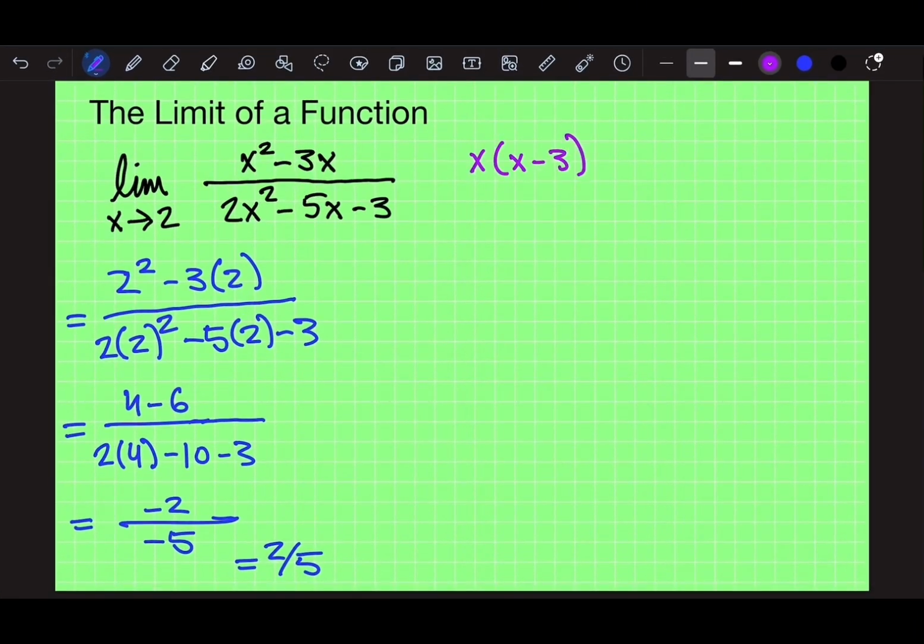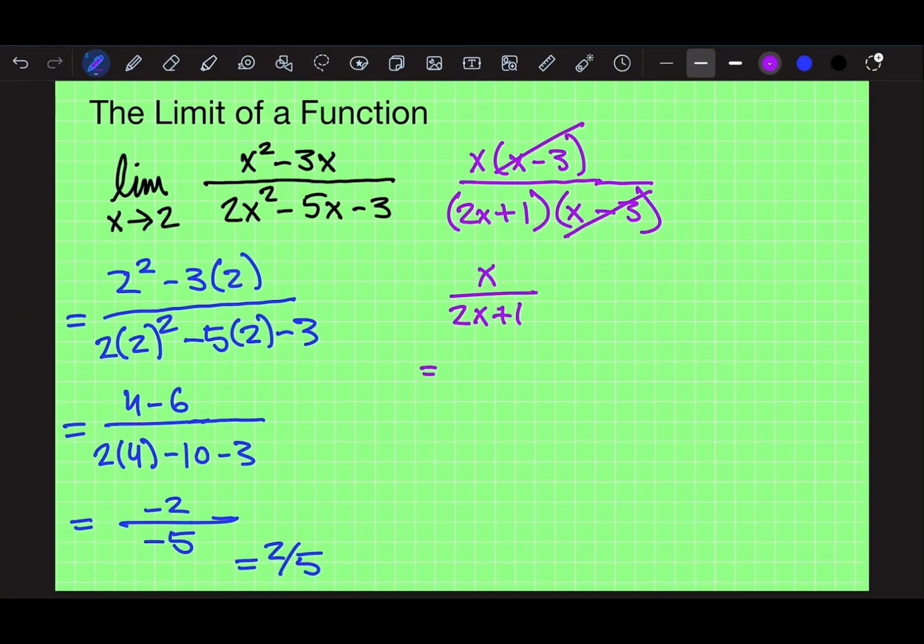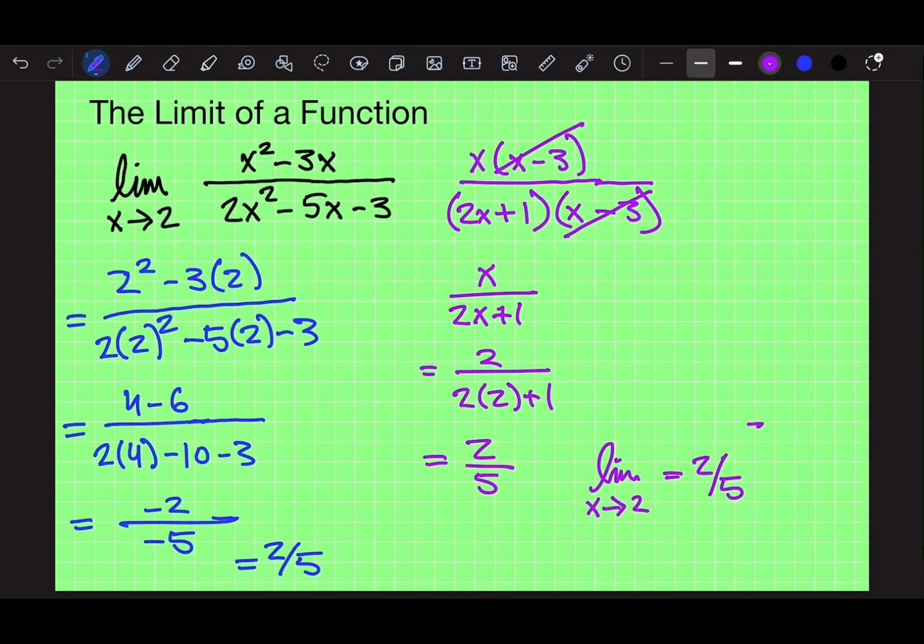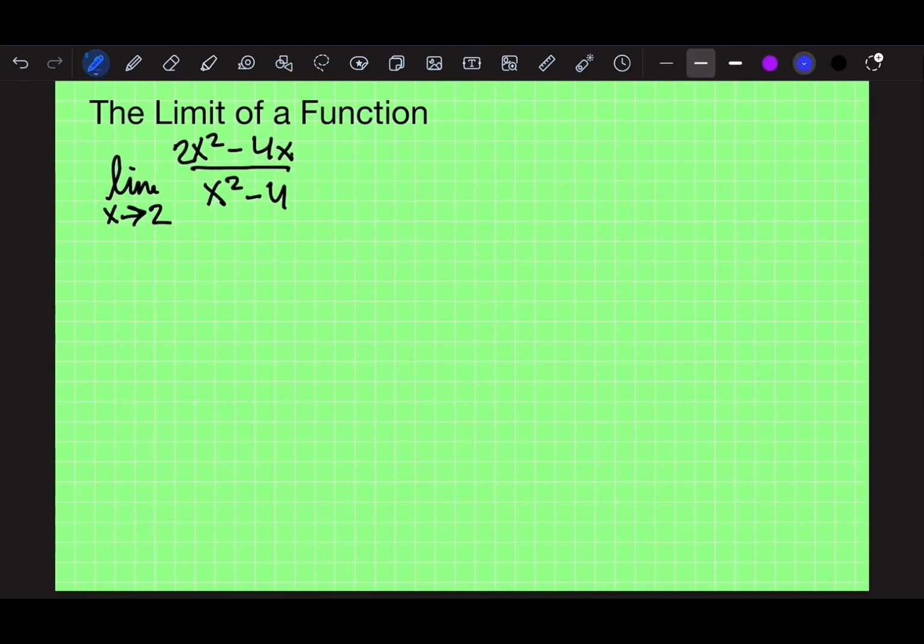Alright, so next I'm going to show that you can also simplify the function before you plug in the x value. Here I'm just going to simplify this. Before I plug in 2 for x, it simplifies to x over 2x plus 1, which also equals 2/5 when plugging in 2. So you can say that the limit as x approaches 2 of that function equals 2/5.